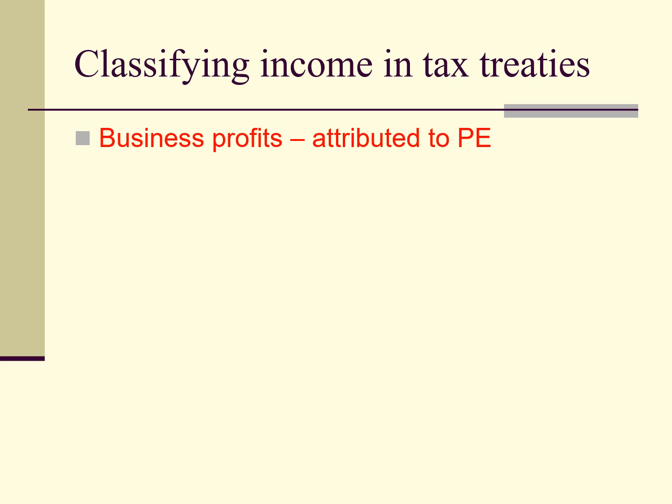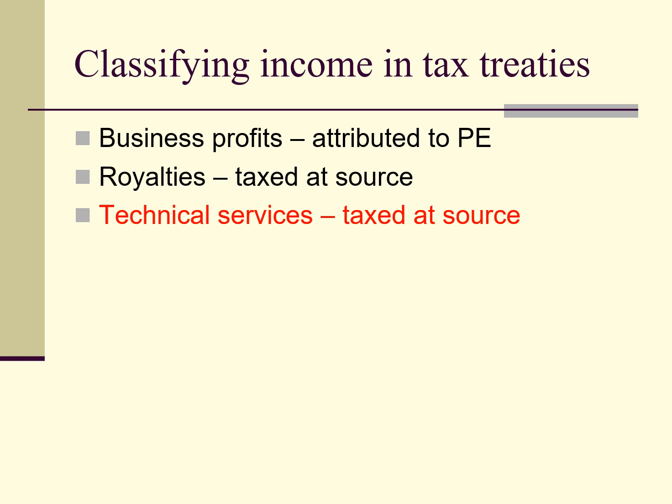Under OECD and U.S. tax treaties, income classified as business profits is taxed in a country if the income is attributable to a permanent establishment in that country. Under these treaties, income classified as royalties is taxed in a country if the royalties arise in that country. And finally, under some treaties, technical services are, like royalties, taxed in the country in which they arise.